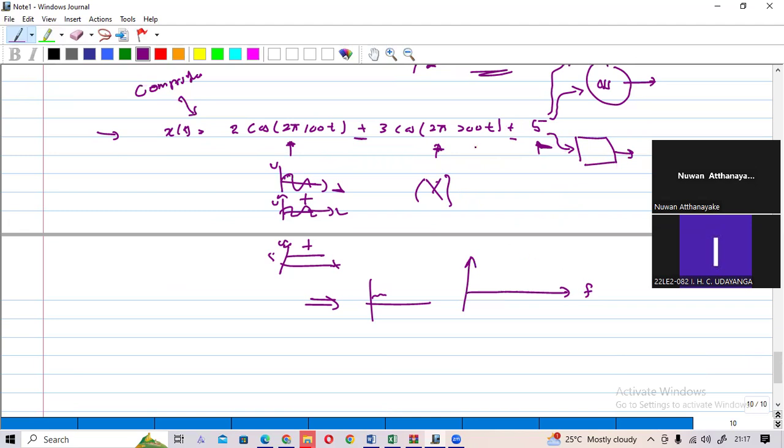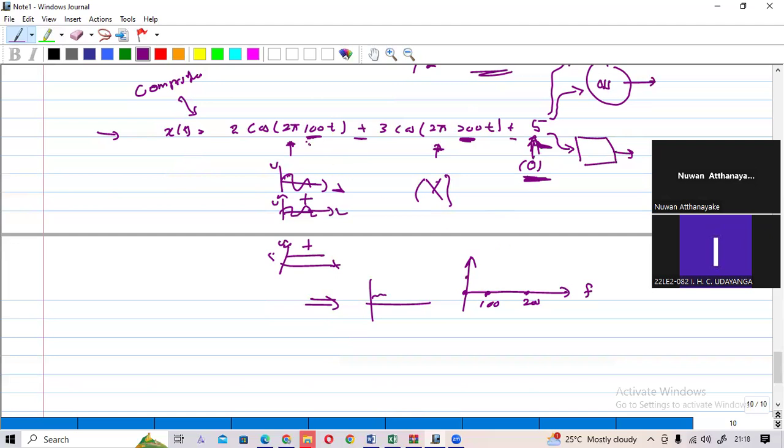So how many frequencies are there? This is one frequency. This is another frequency. For the DC signal, there is no frequency. Frequency is 0. So 0 frequency is there. So 100 is there. 200 is there. Here, this is not a frequency component, so no value will be shown for this one. At this 0, there is no peak, because there is no frequency.